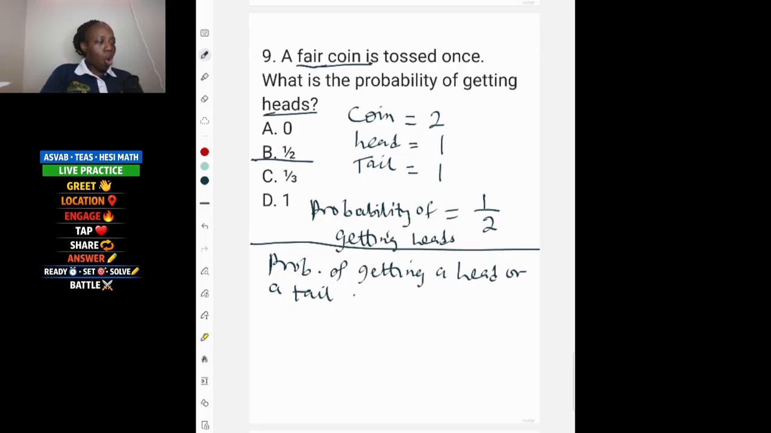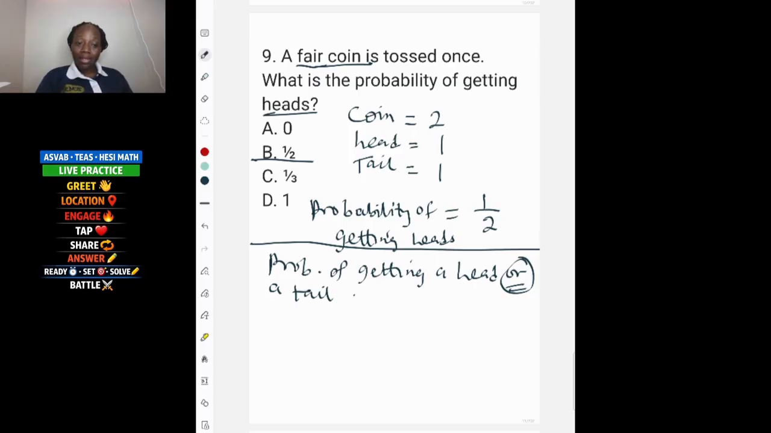Or. This or, we need to consider that. We find the probability of getting a head and the probability of getting a tail separately. Then we add them together because they say or. Another option, that's another thing. If we have two coins, if it's not just one, both or and can be possible.